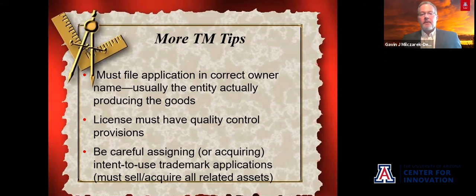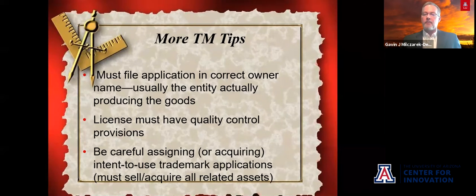Some other tips that I've seen over the years: you have to make sure that you file trademark applications in the name of the correct owner. Typically, that's going to be an entity that's producing and or selling the goods or providing the services, but not always. If the president of a company files a trademark application in his or her name, and there's no license agreement in place, and it really is the company that is doing everything, that could be a problem. That could invalidate your trademark registration.